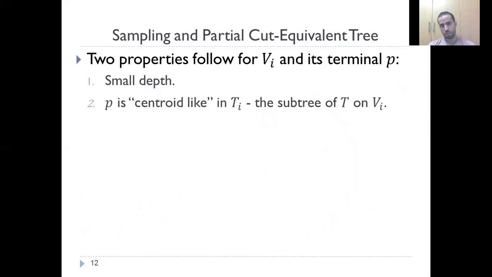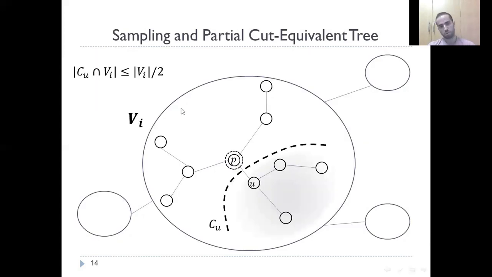The second property is that P is a centroid-like in the subtree Ti. And what it means is that if we look at the tree Ti again on the subset of nodes Vi, then the minimum cut between P and U for every U in Vi has the side of U intersection Vi smaller than half the nodes of Vi. Now, if P was a centroid, then it would be correct for all of the nodes U, but it's only centroid-like, so it is correct for most of the nodes U, except for maybe a small subset, which we handle easily.